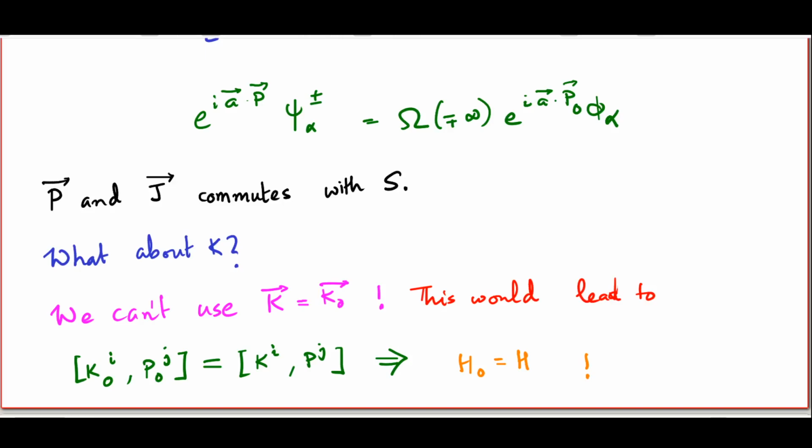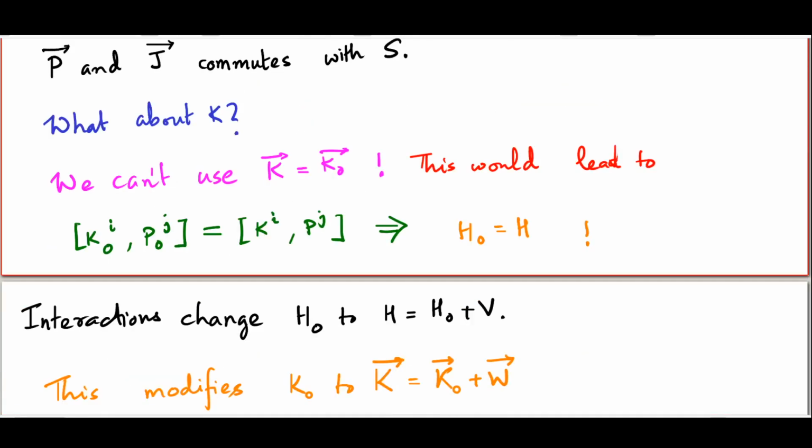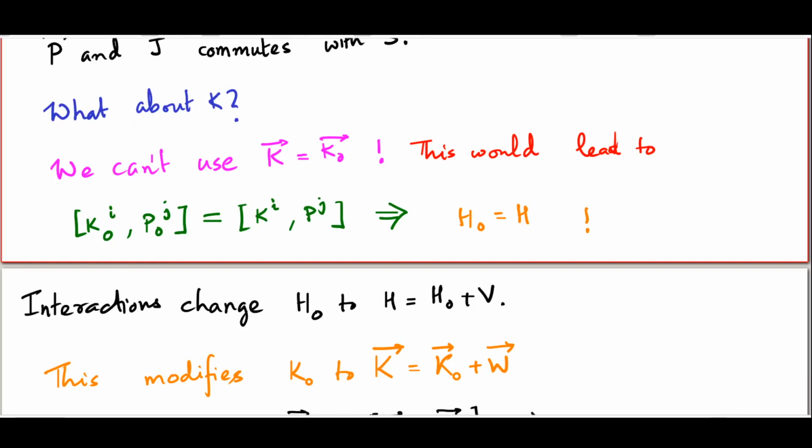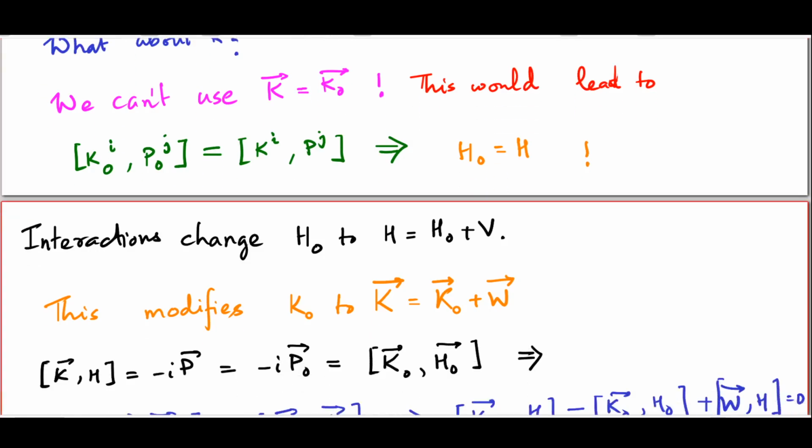In order to maintain that, we cannot have K0 the same as K. So the boost generators acting on in and out states must be different from the boost generators acting on the free particle states. So just like H becomes H0 plus V in the presence of interactions, K can be written down as K0 plus W. Of course, this is really saying nothing. It's just a definition of W at this stage. However, if you look at the commutator that K has with H, which is minus IP, remember P is the same as P0, so that's exactly the same as K0's commutator with H0.